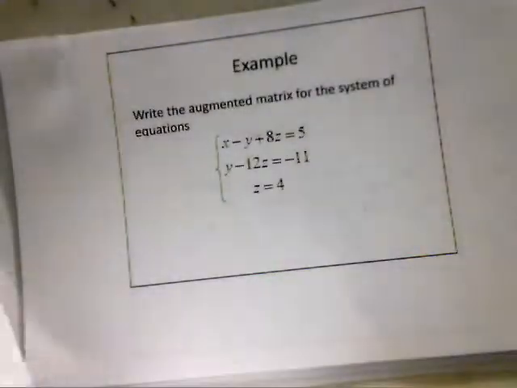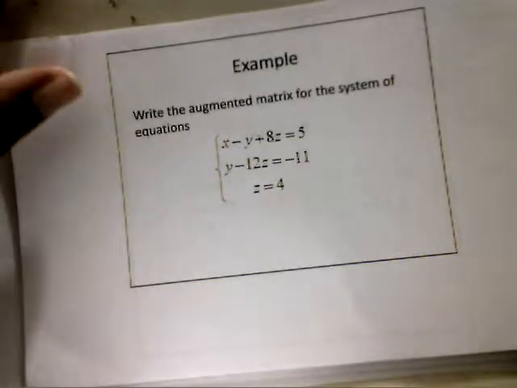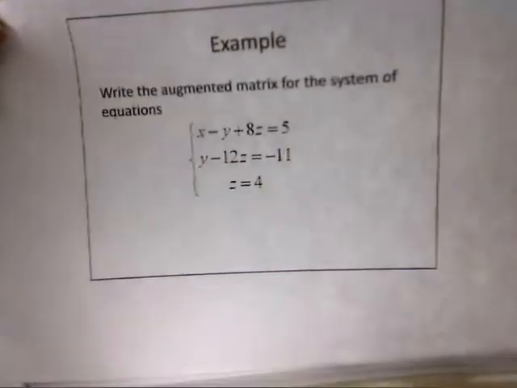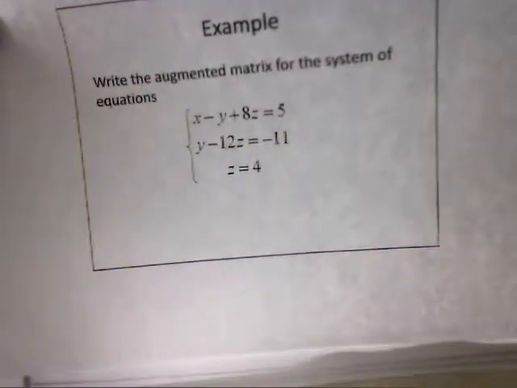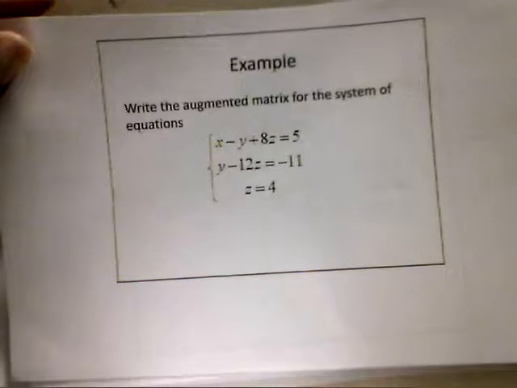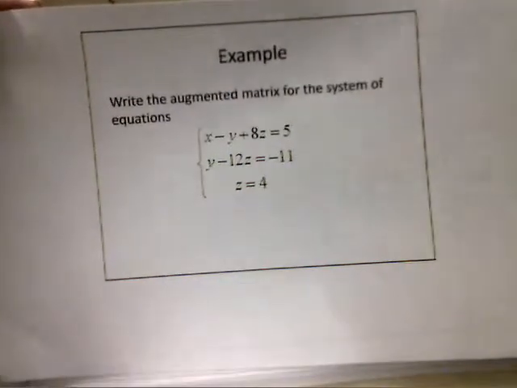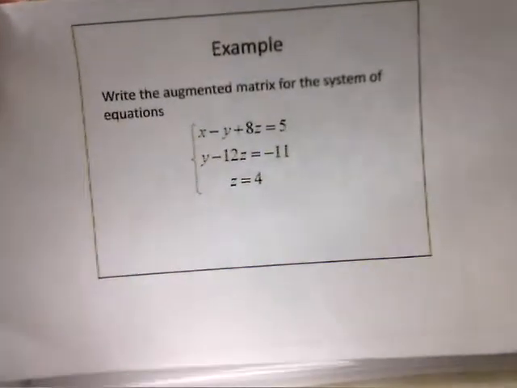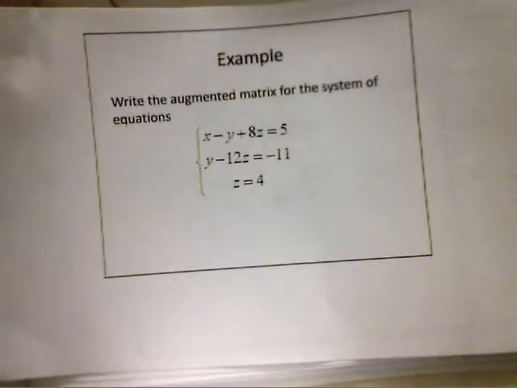All right, another example we'll look at is this. Let's say we want to write the augmented matrix for this system of linear equations here. Here we've got x minus y plus 8z is equal to 5. y minus 12z is equal to negative 11. z is equal to 4.